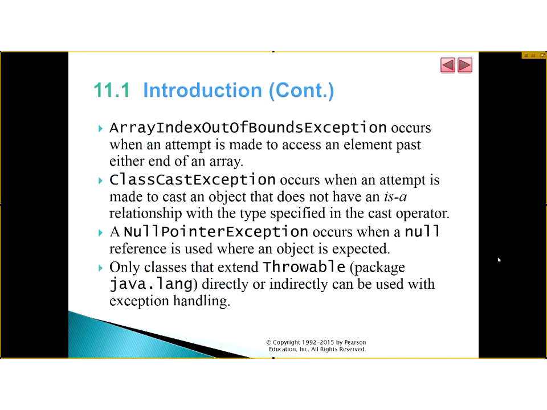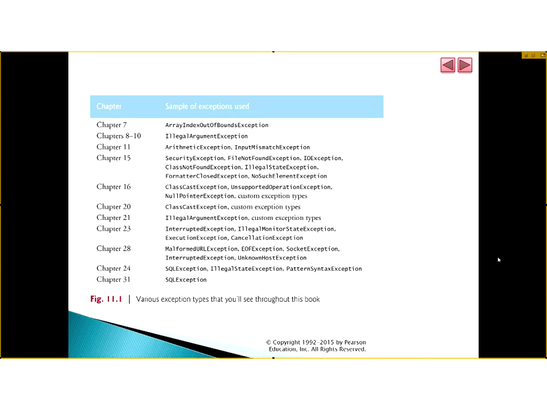Typical ones you've seen before are the array index out of bounds exception, when you try to read past the end of an array; class cast exception, when you're trying to turn an employee into an insurance object; and null pointer exception, when you declared an object but never created it. Only classes that extend Throwable, directly or indirectly, can be used for exception handling. We'll see where Throwable comes in the hierarchy. Here's a bunch of them that you've seen throughout the book, and lots more than this exist.